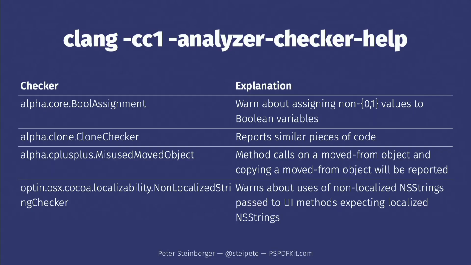Another one that's very promising is the clone checker, which reports similar pieces of code. However, that one is not quite ready yet. You will get a lot of output. Or maybe our code is just bad. Some are also very C++ specific or more specific to system programming, but I'm sure you'll find a few checkers that are useful to you that you haven't seen yet.